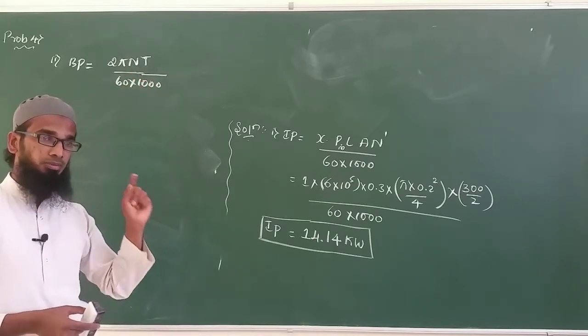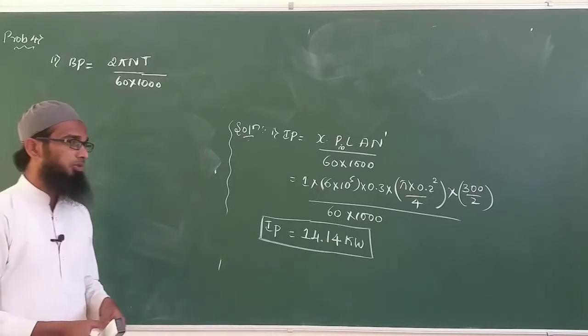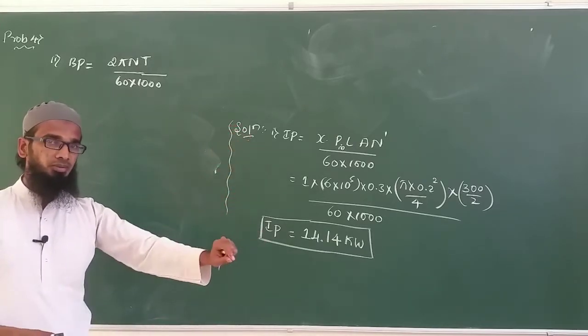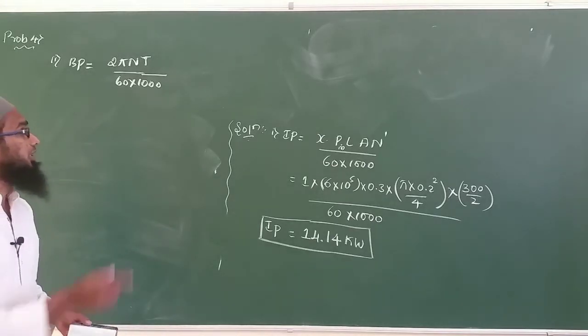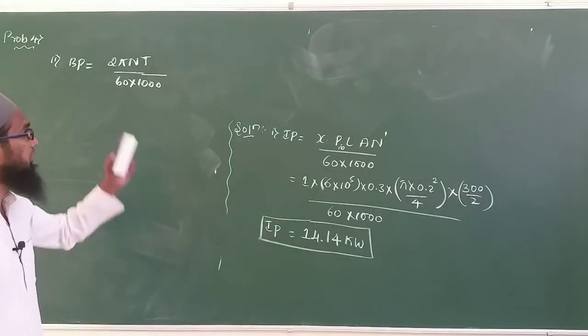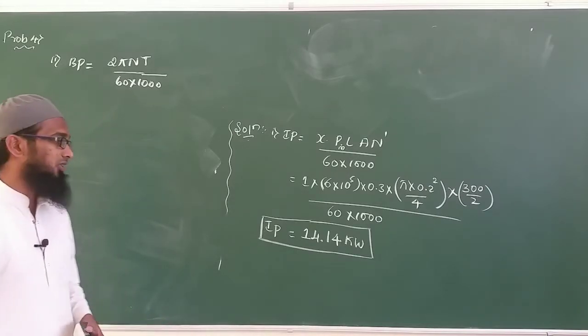When we are calculating the brake power, we have to take the actual speed. Only in the calculation of the indicated power do we have to take half of that given speed. Now, the T, capital T, the torque which is developed by the engine, is unknown here.